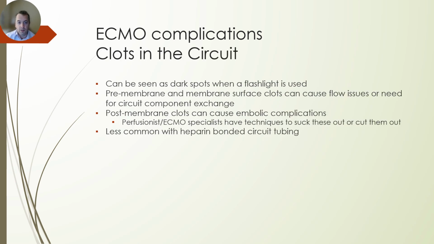Clots in the circuit. Another common problem can be seen as dark spots when a flashlight is used. Premembrane and membrane surface clots can cause some flow issues or need for circuit component exchanges. Post-membrane clots can cause embolic complications, and so those we have techniques to suck them or cut them out of the circuit. This has been less common with heparin-bonded circuit tubing, although it does still happen.